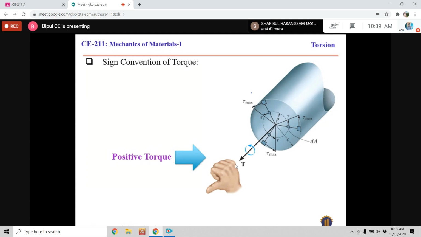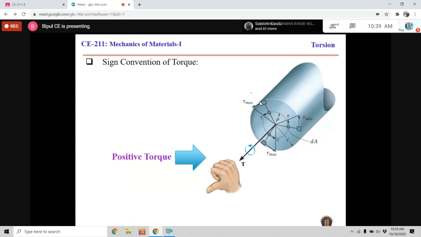So most of the time you will apply this sign convention. You can choose other conventions; it will not affect the result. But if we use the same sign convention, it will be helpful in your professional life. So this is known as the right hand thumb rule.